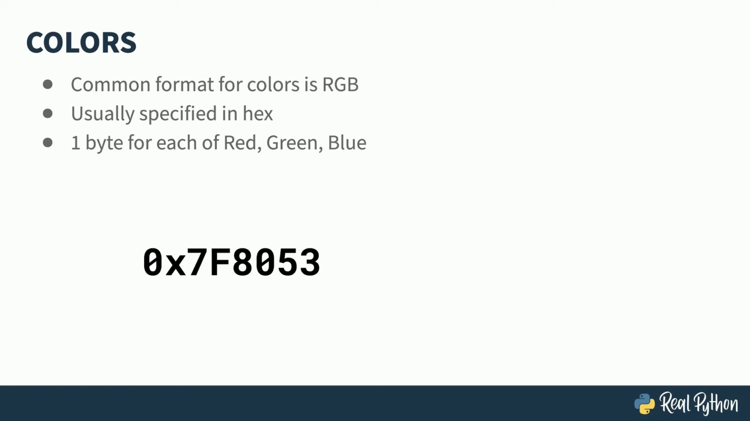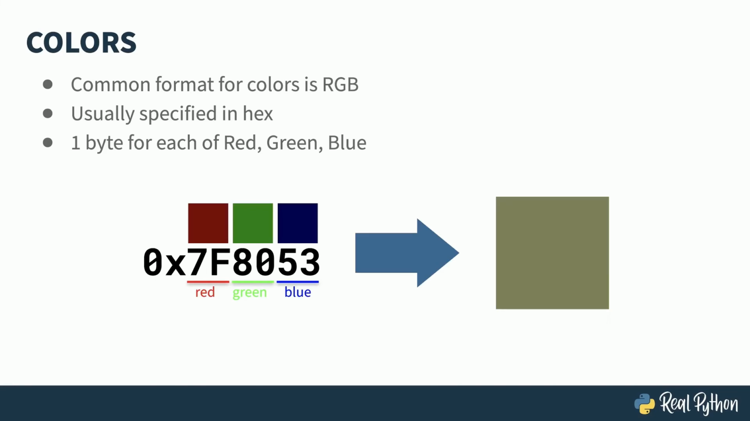Consider the hex value 7F8053. This corresponds to 7F of red, that's half intensity, 80 of green, 1 bit over half intensity, and 53 hex of blue, about a third of full intensity. Those three colors combined turn into that drab olive. Don't blame me, blame Da Vinci.